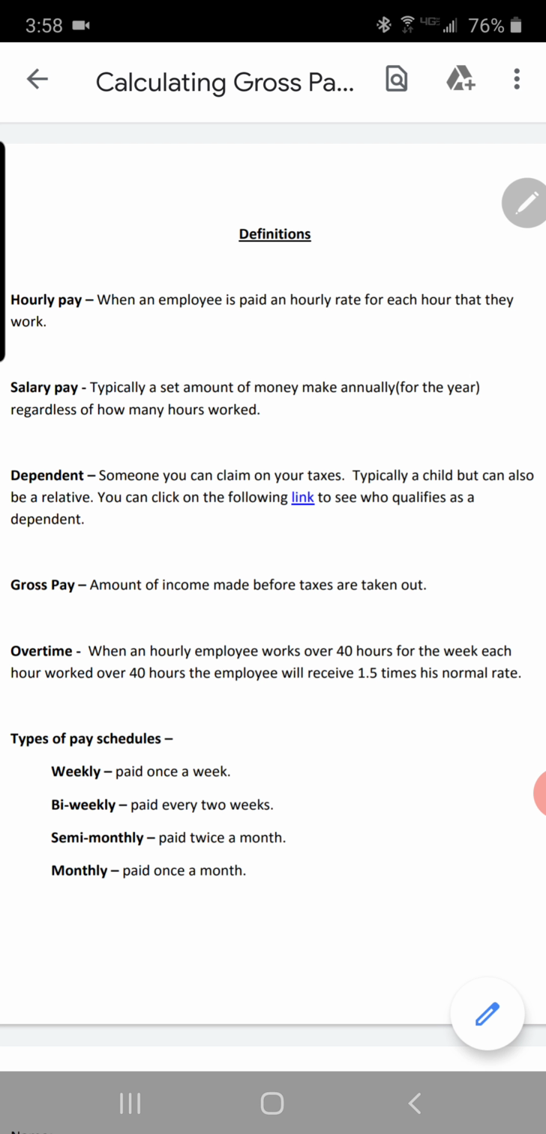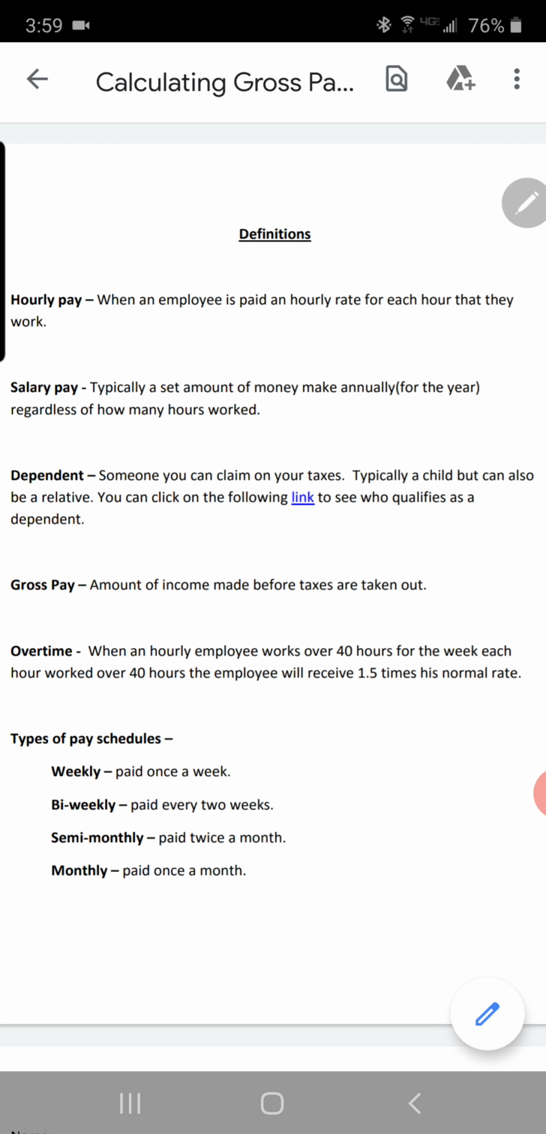contain dependents. So, a dependent, of course, is someone you can claim on your taxes, typically a child, but can also be a relative. If you really want to find out what a dependent is and how somebody qualifies as your dependent, you can click on that link and see how it goes. I mean, you can't click on the link in the video, but there will be a PDF of this in the website, and you can click on that link and find out. It's not really important for you guys at this moment.